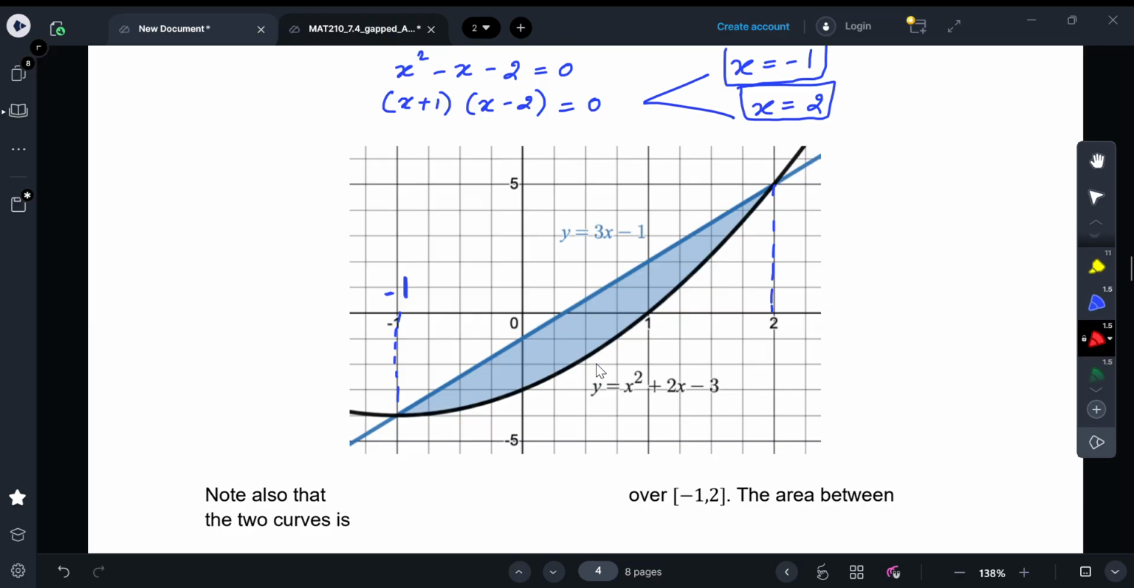And which function is lower here? The quadratic function is lower on this interval, right? And the linear function is higher.